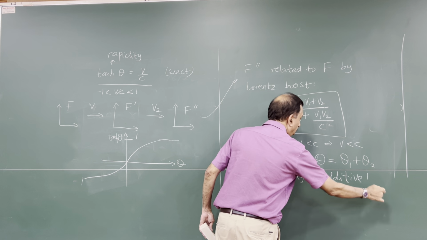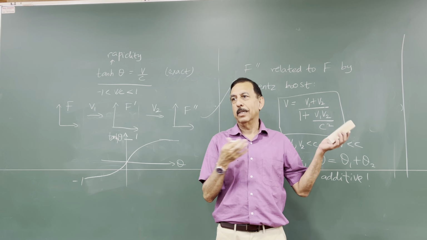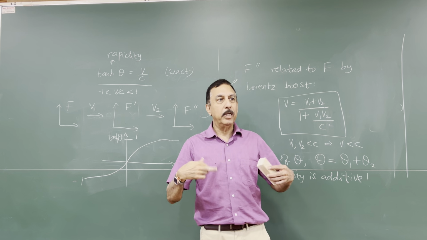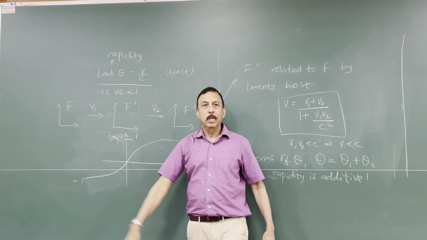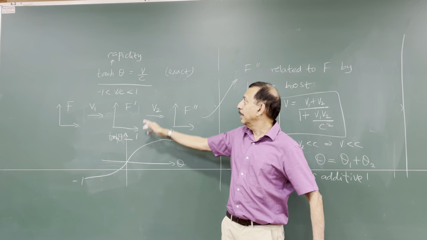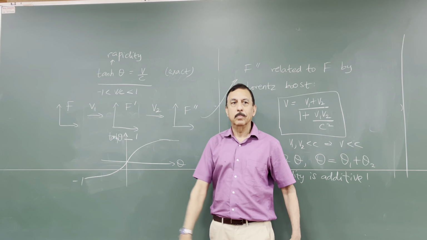So there's no limit on rapidity. A frame can have a rapidity, any theta between minus and plus infinity, but the speed of light is not theta. It is the number that you get by inverting tanh of theta, and that number is bounded by 1.